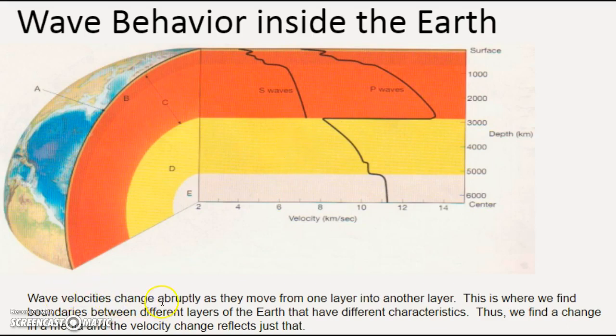So the wave velocities change abruptly as they move from one layer to another layer. This is where we find boundaries in different layers of the Earth that have different characteristics. So we find changes in media, we find the velocity changes reflect just that.